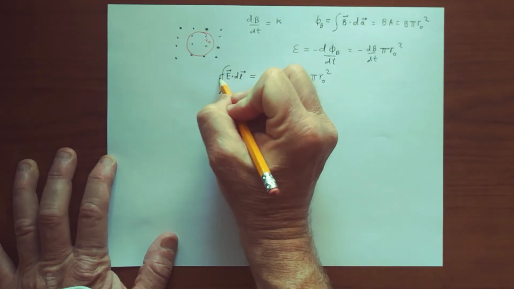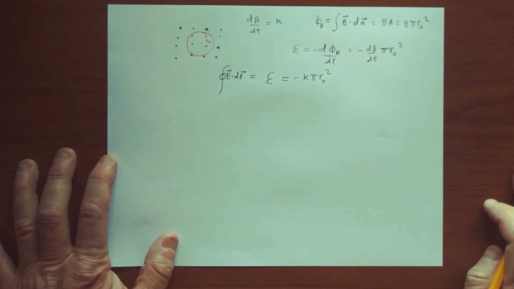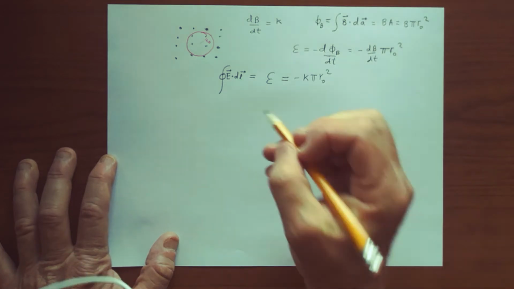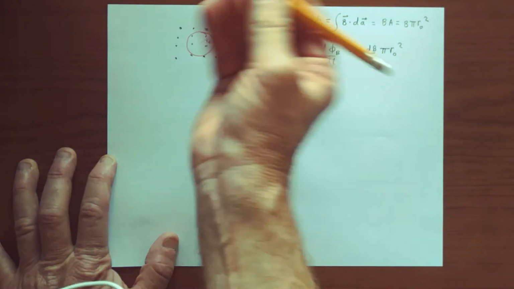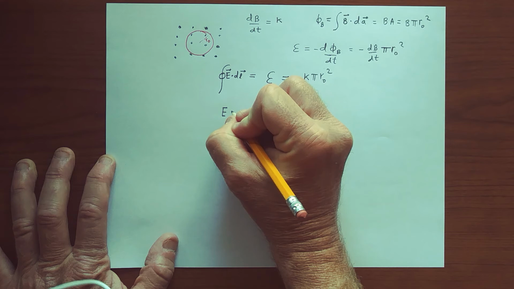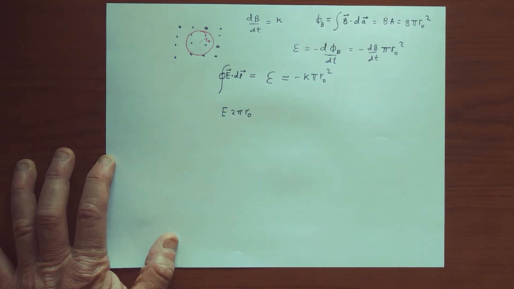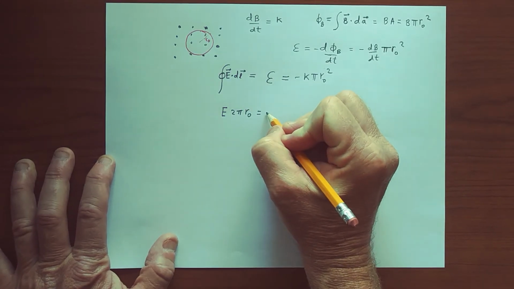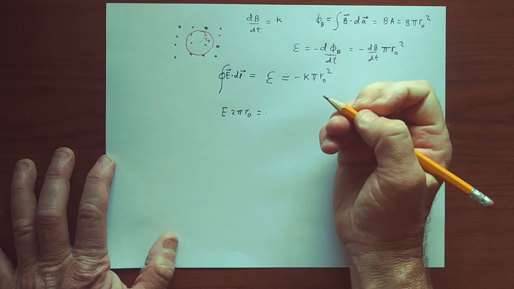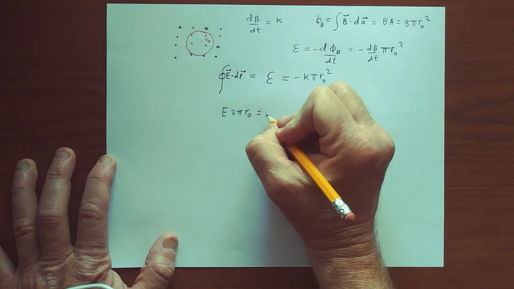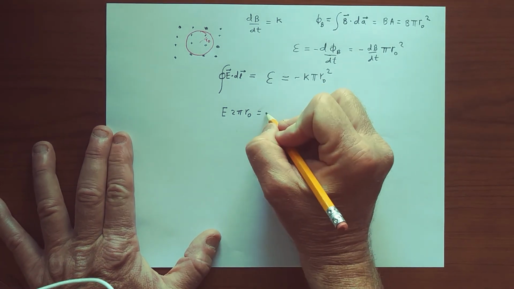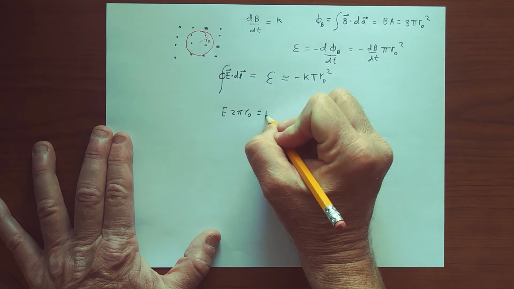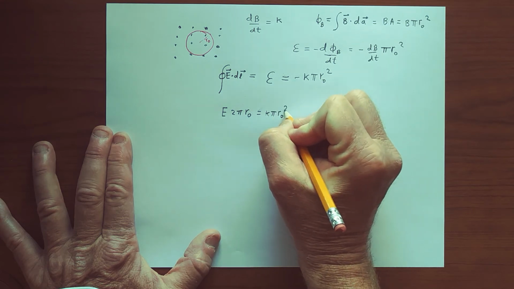Right, so we integrate around the red loop, it's a closed loop. And so if we have a constant electric field, then this side looks like the magnitude of that electric field, pointing tangent to the red loop, times 2 pi r naught. And that is equal to, we're dealing only with magnitude, so let's forget about the minus sign. Let's integrate such that we get a positive quantity, and therefore k pi r naught squared.